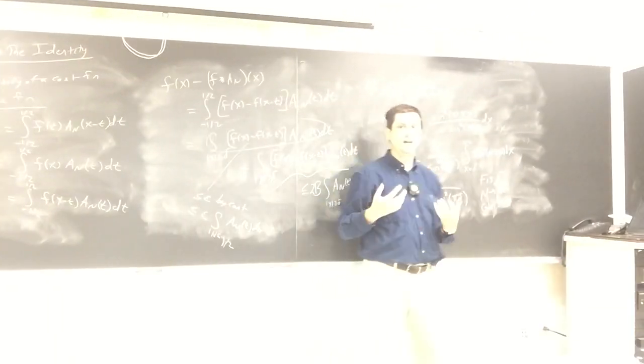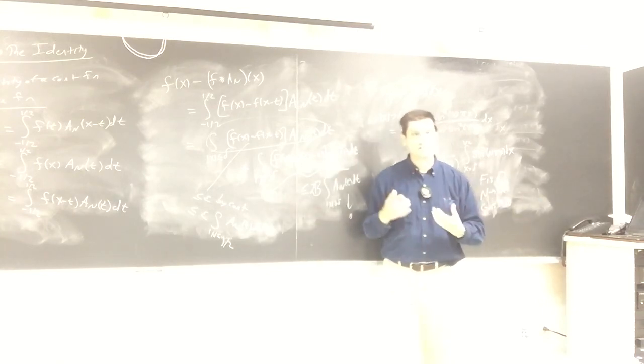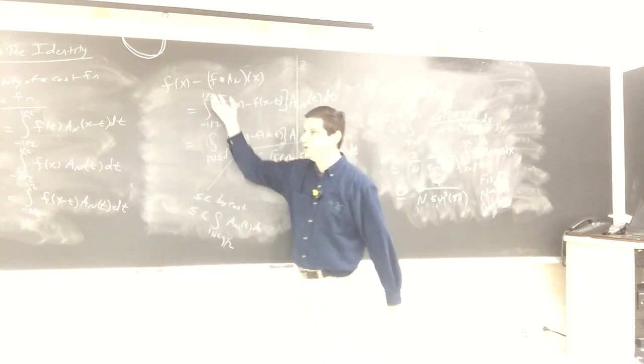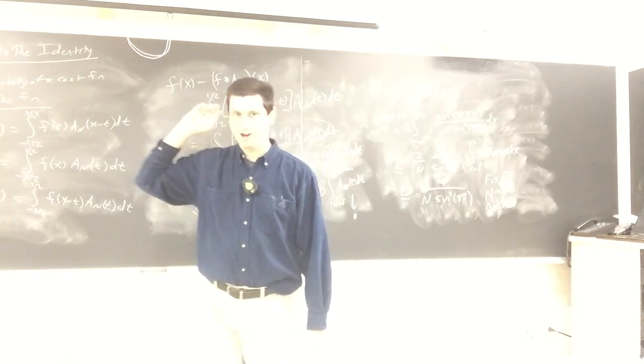I'm happy to review this a bit at the beginning of next class, but this gets us to the point where we've proven approximations to the identity converge pointwise if the function is continuous. And so now on Friday, we're going to just get consequence after consequence.